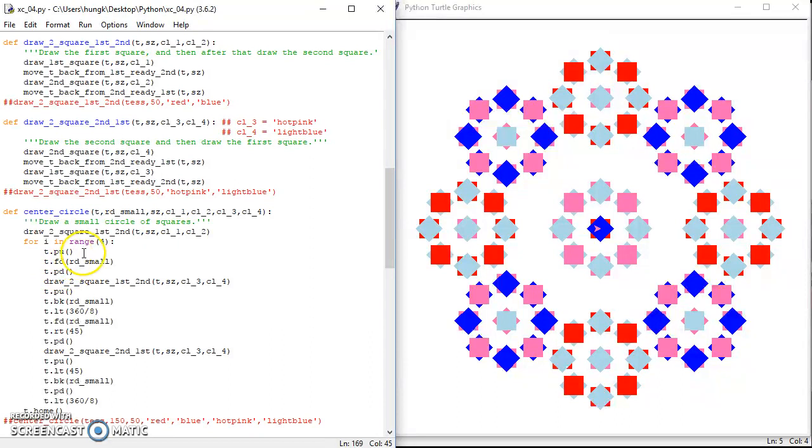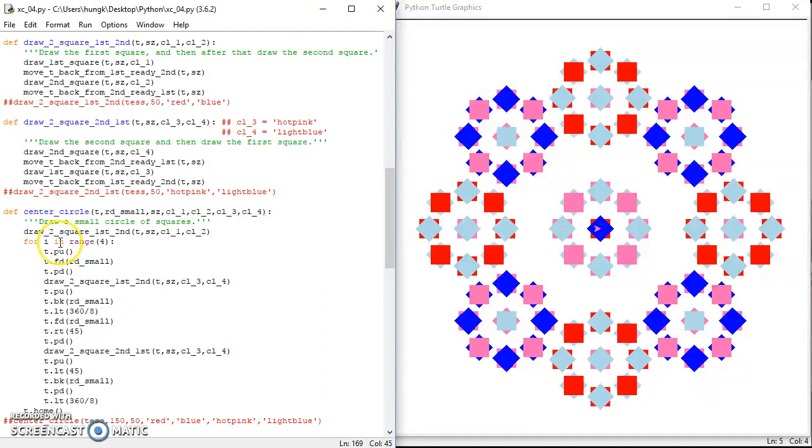The next one will be about the center circle. The center circle is this one right here, and we see it has to include all the colors. CL1 is red, CL2 is blue, CL3 is hot pink, CL4 is light blue. So it includes all the colors. There is an RT small, which is the radius, for the small square right here with the size and CL1, CL2, to CL4.